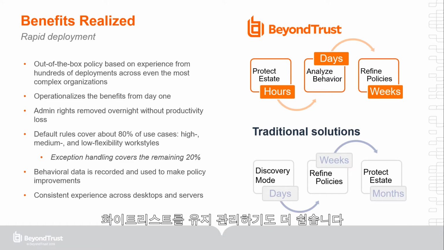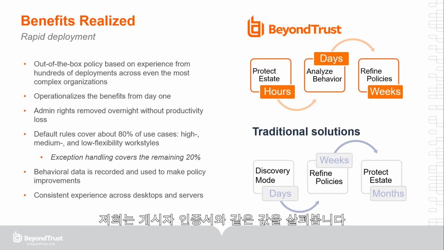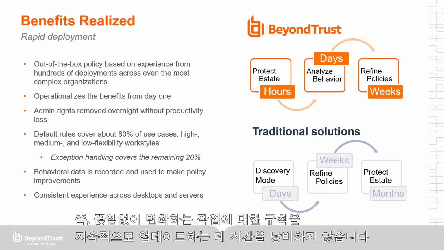Maintaining the whitelist is easier too. Most of our competitors' whitelists are oriented around hash values, but those can change rather frequently. We look at values like publisher certificates. This means you won't be wasting time continually updating rules for things that are constantly changing.